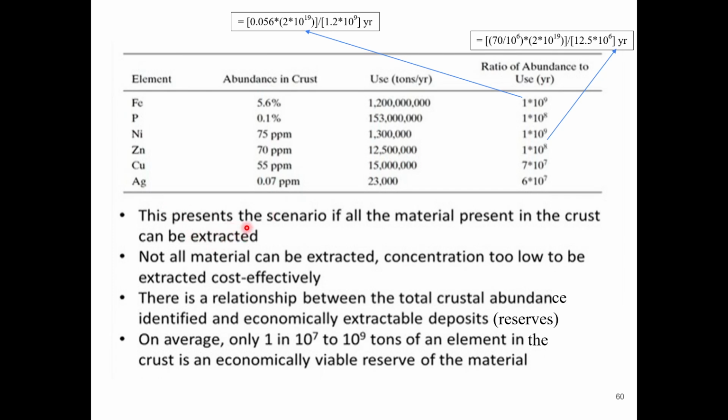This presents the scenario where all the material present in the crust can be extracted. But not all material can be extracted. The concentration is too low to be extracted cost effectively. There is a relationship between the total crustal abundance identified and economically extractable deposits, that is reserves. On average, only 1 in 10 to the power 7 to 10 to the power 9 tons of an element in the crust is an economically viable reserve of the material.